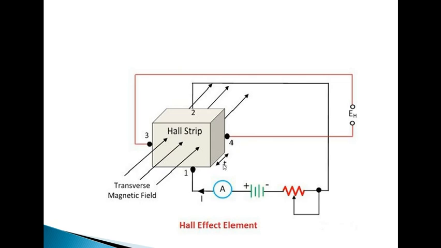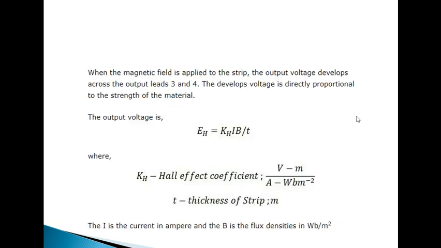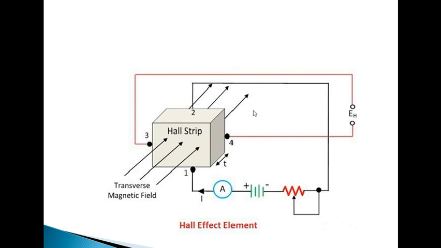This is a very simple assembly. This is the current carrying conductor, or Hall strip, or current carrying strip, placed in a magnetic field. When it is placed in a magnetic field and current is flowing, between points 3 and 4 we get the voltage. When the magnetic field is applied to the strip, the output voltage develops across leads 3 and 4. Suppose we pass current through this strip but have not placed it in a magnetic field, then no voltage will be generated at points 3 and 4.